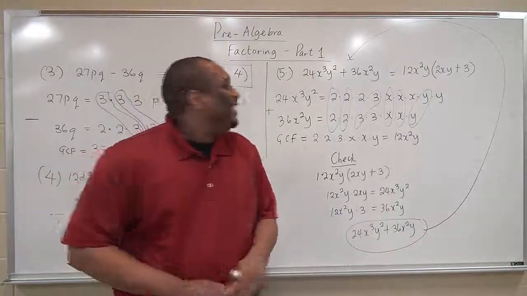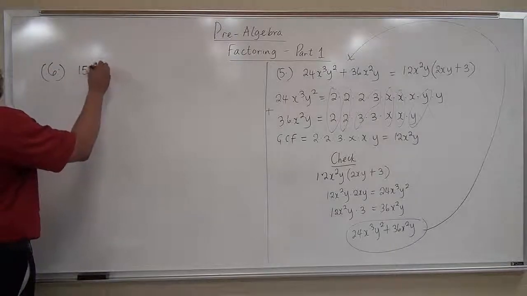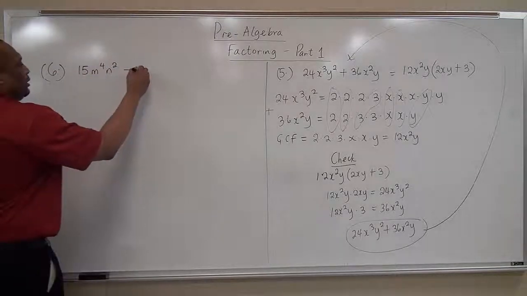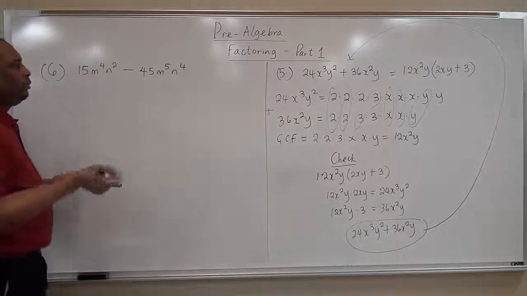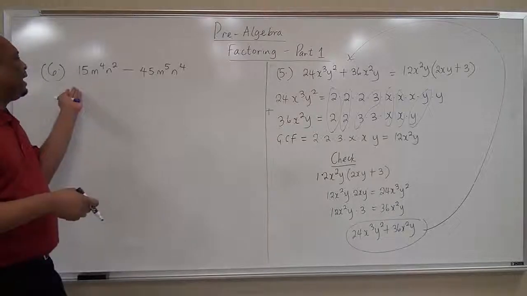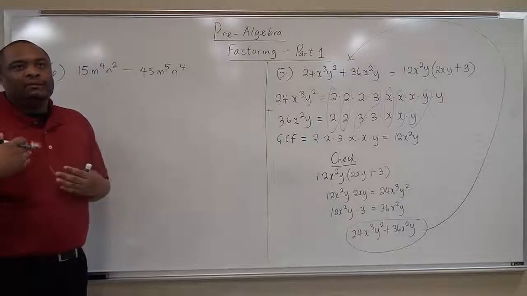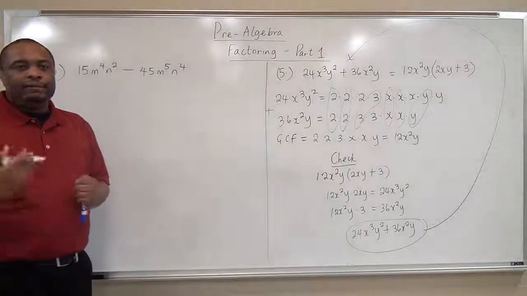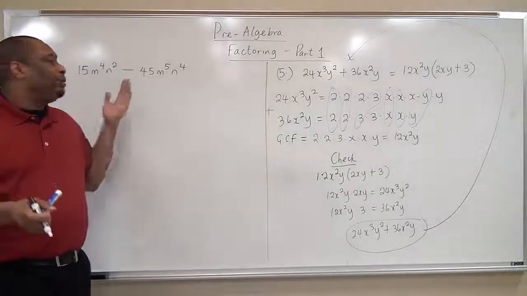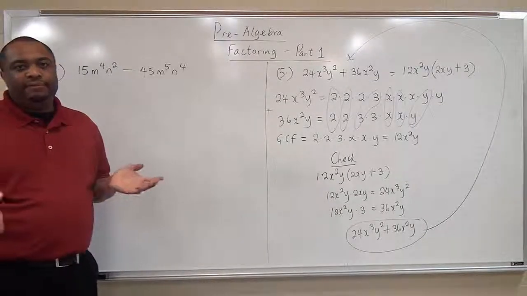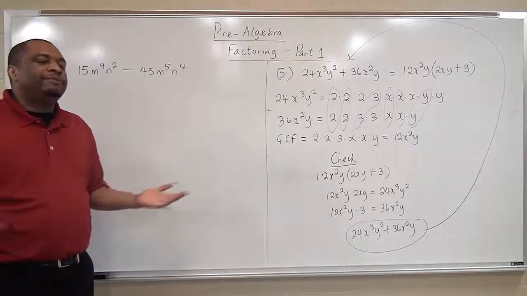Okay? Question 6. 15m⁴n² minus 45m⁵n⁴. Okay, we want to be fast now, you know. If you look at the numbers, you see that 15 is a factor of 45. 15 times 3 gives you 45. So evidently, you know that 15 will be the GCF, because 15 is a factor of itself, and it's a factor of 15.